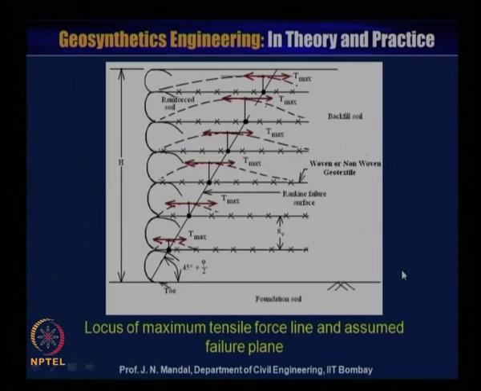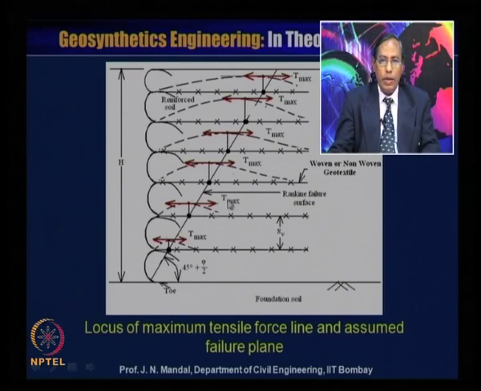Now this is the locus of the maximum tensile force line. It is assumed like this. You can see maximum tension here, whether it is a woven or non-woven geotextile material. This is the Rankine failure surface just shown. It has also been shown earlier.